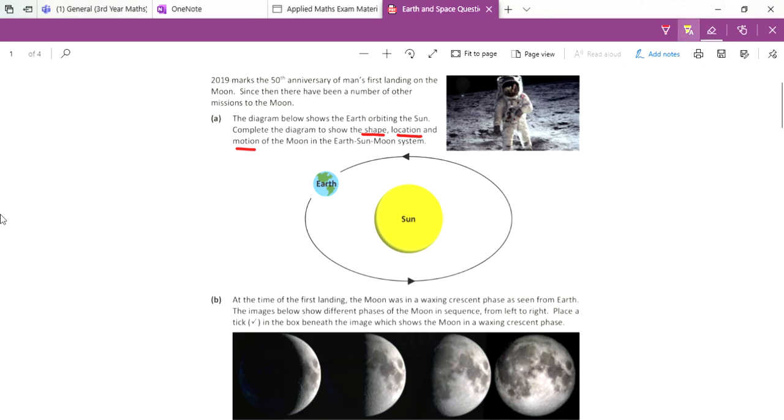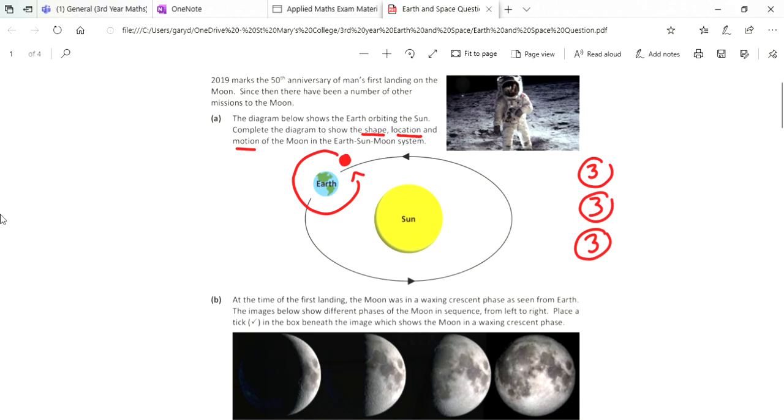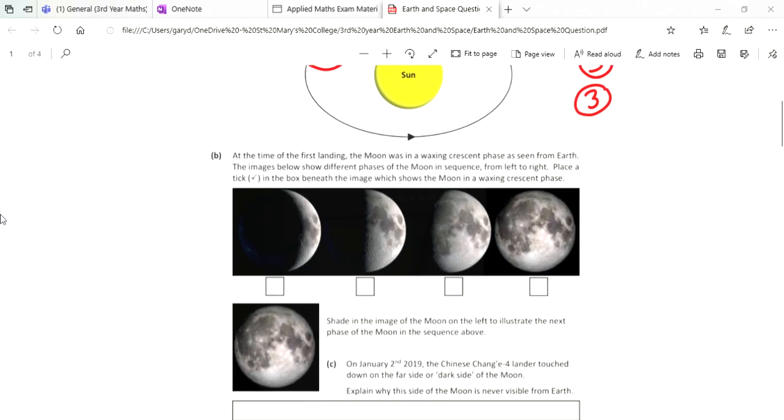Hang on, can I make this pen a little bit thinner? I can't. Well, first of all, the shape. So the moon is circular. If you drew a circular moon, you get 3 marks. Its location is that it's near to the Earth but far away from the Sun. So your moon has to be closer to the Earth than it is to the Sun, and that's another 3 marks. And then its motion is that it orbits the Earth, and that's the final 3 marks. So make sure that you've done all 3 of those because you don't get full marks unless you do all 3. Next section.